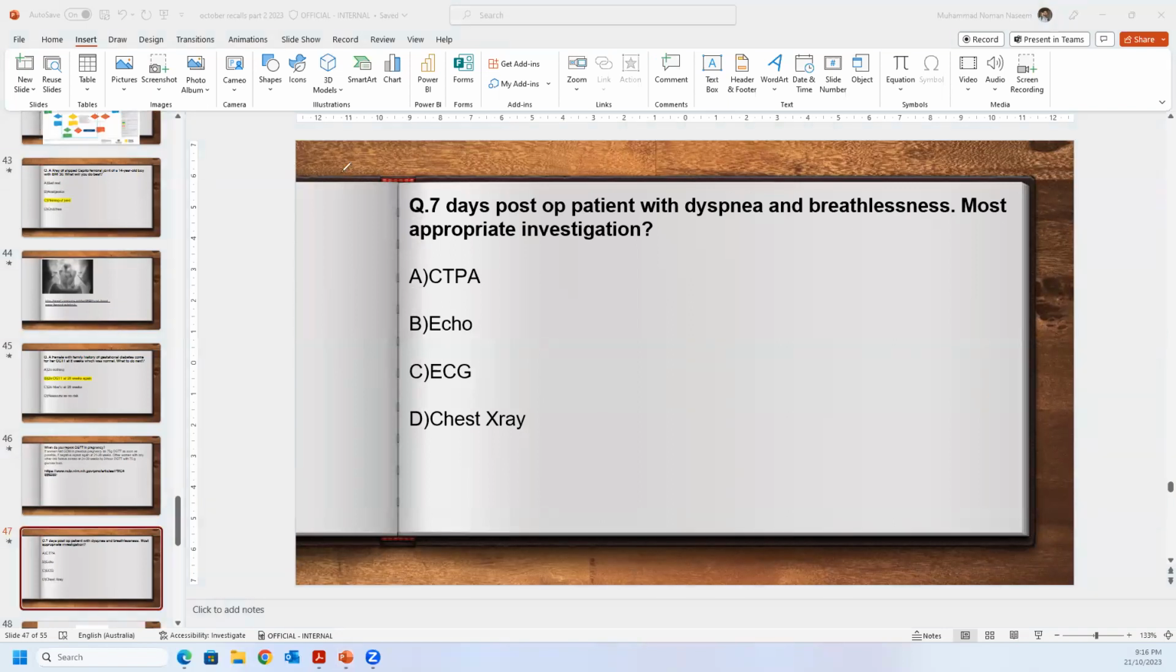Any questions, guys? Next question: a patient presents 7 days post-op complaining of dyspnea and breathlessness. Most appropriate investigation: CTPA, echocardiography, ECG, chest X-ray.